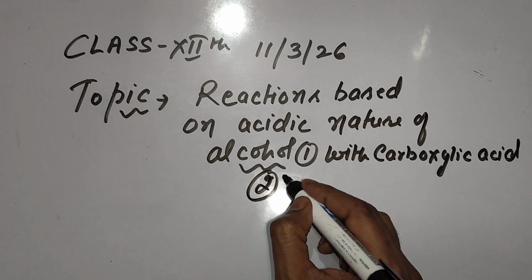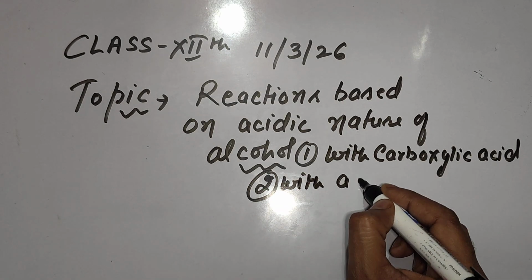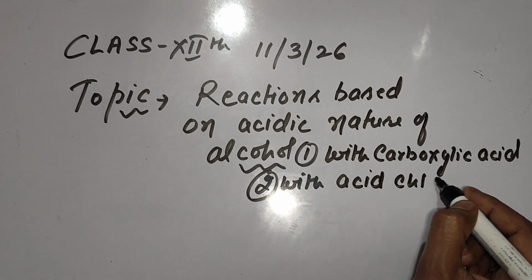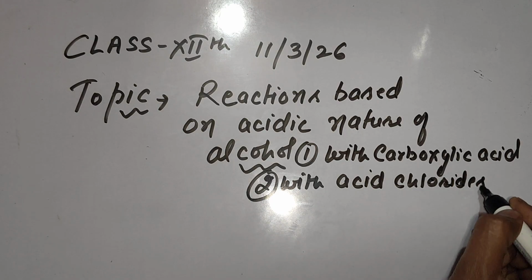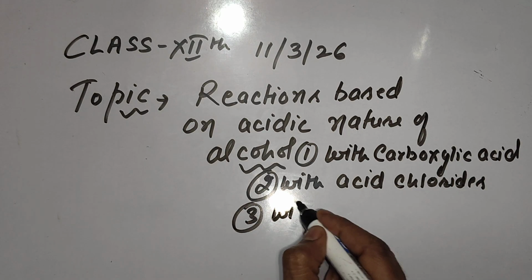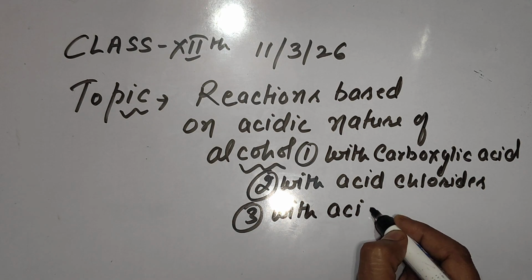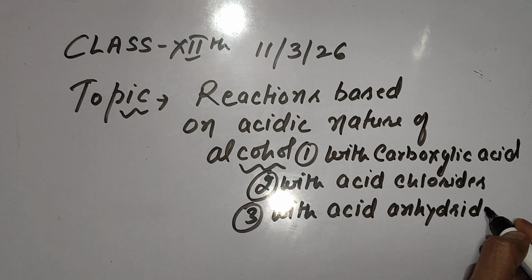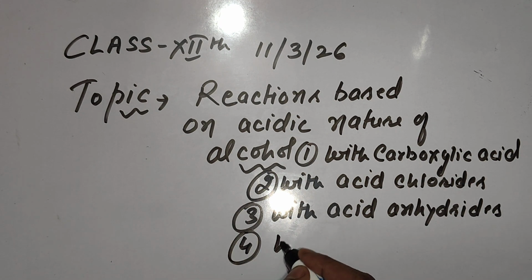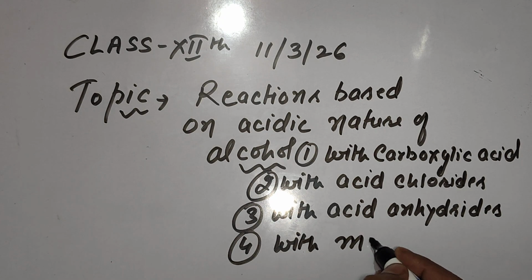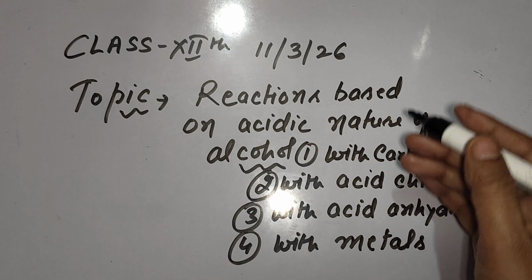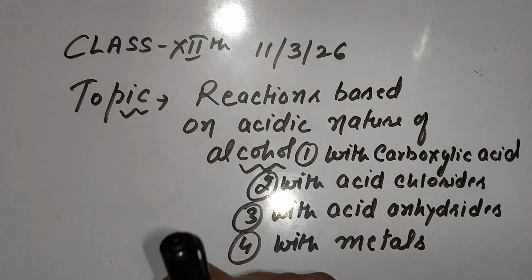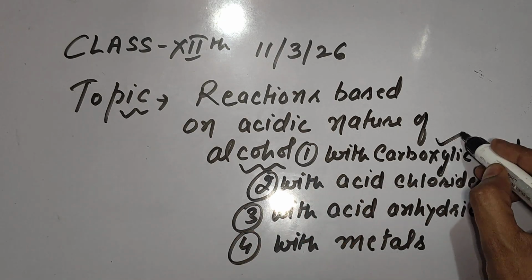Second, reaction with acid chlorides. Third, reaction with acid anhydrides. And fourth, reaction with metals. In all these reactions, alcohol is showing acidic nature. Let's start with carboxylic acid.